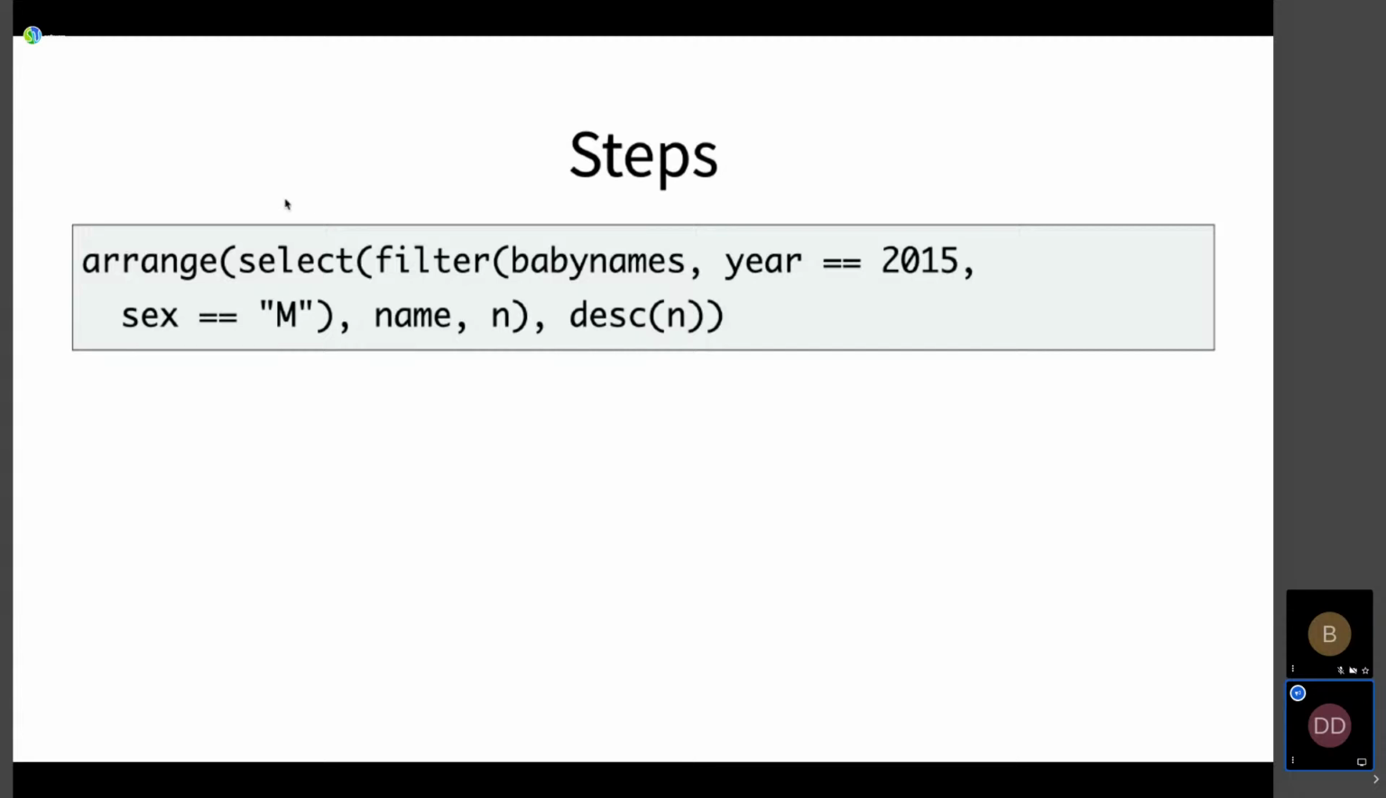One of the things that you could do to string them together is to nest those functions, but that leads to code that has those names in the reverse order. So you have arrange, select, filter, but really what you're doing is you're filtering first, and then you're selecting, and then you're arranging.